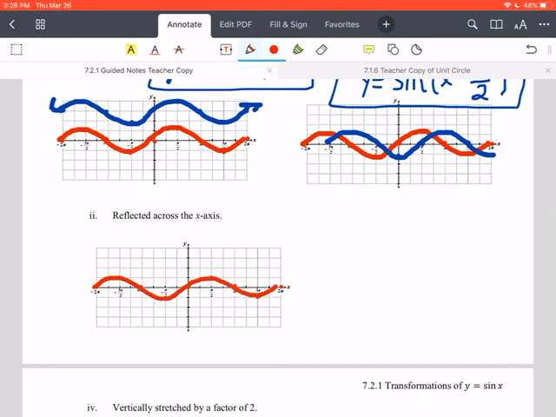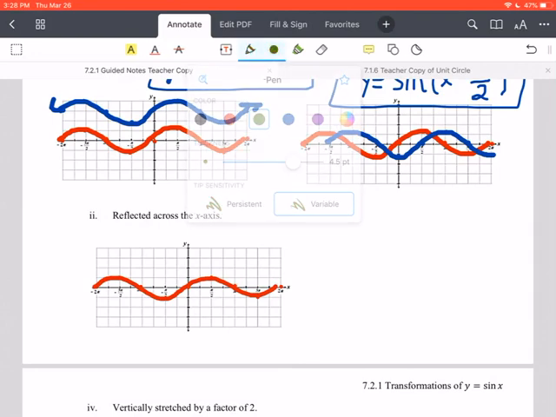Now what are we doing? We are reflecting over the x-axis. So I like this one because guess what? We don't have to worry about those x-intercepts anymore. What are we going to do?